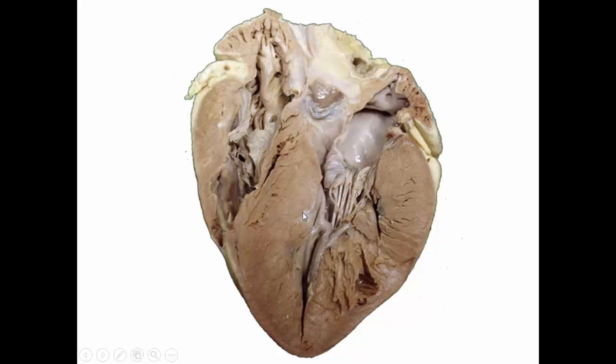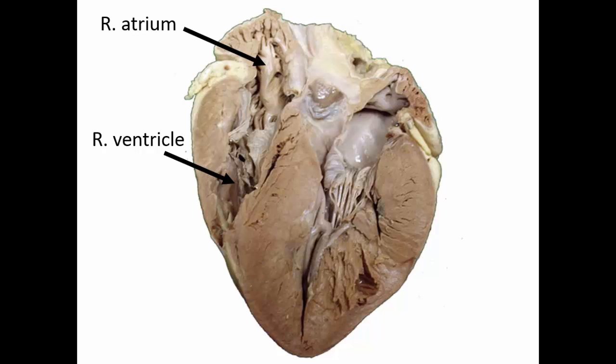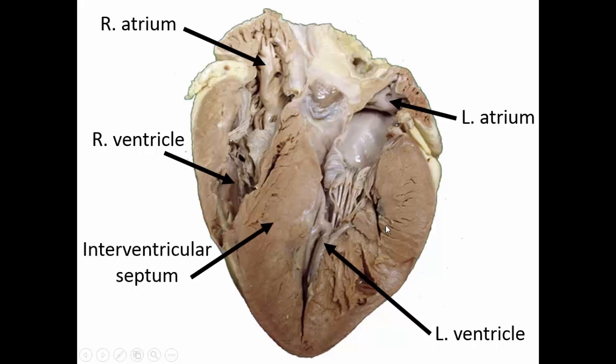Here you see a cross section of one of our lab hearts, the right atrium, the right ventricle, the left atrium, and the left ventricle. Now notice the difference in the thickness of the heart muscle on the left side as opposed to the right side. This is not an effect of the way the heart was cut. This is actually a difference. The left ventricle has to pump to the entire body, and so it needs to exert greater force. Here is the interventricular septum.